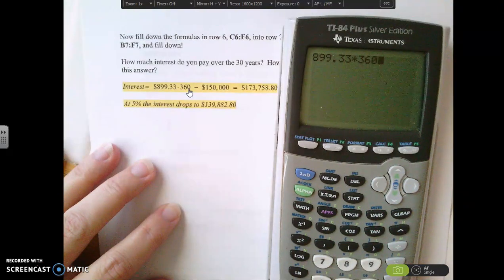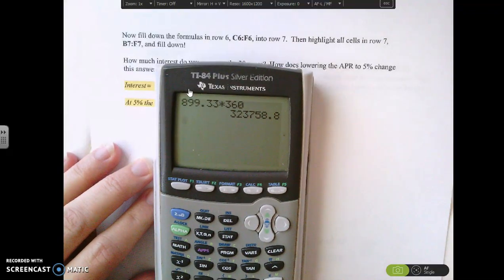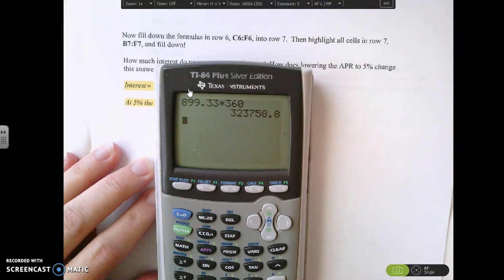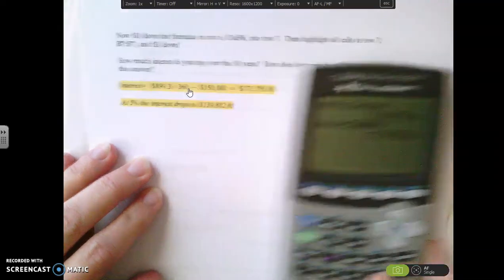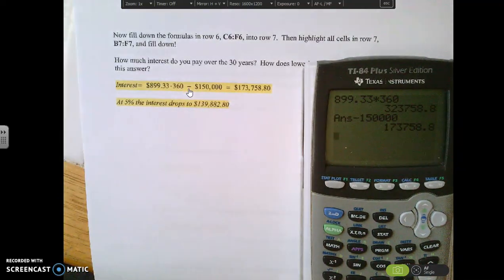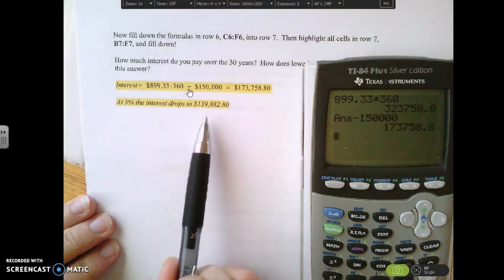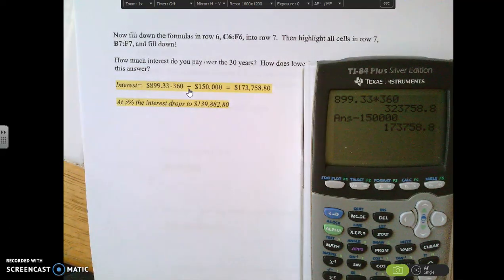$899.33 times 360, I'm paying $323,758.80. Well, I only borrowed $150,000, sorry. So that means I got the $173,758.80, which is the same number that we got when we did the sum of the interest column. And then again, when we changed it to 5%, it dropped to $139,000, and we saw that on the spreadsheet when we did that earlier. Hope this helps.